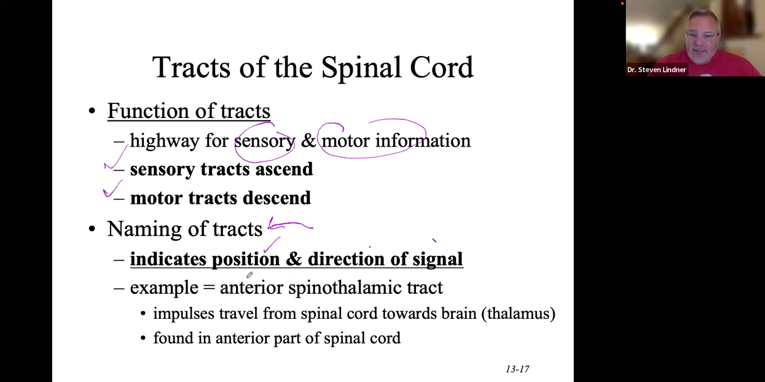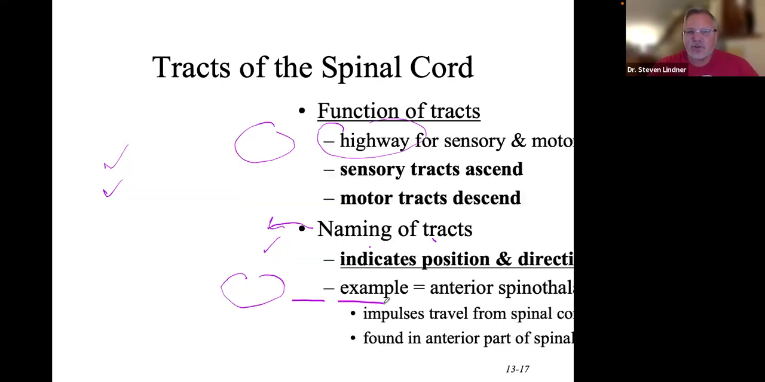So if we're looking at the anterior spinothalamic, it's telling us the position, it's anterior, and the direction going from the spine up to the thalamus. So those are impulses traveling up. That is a sensory tract, okay?